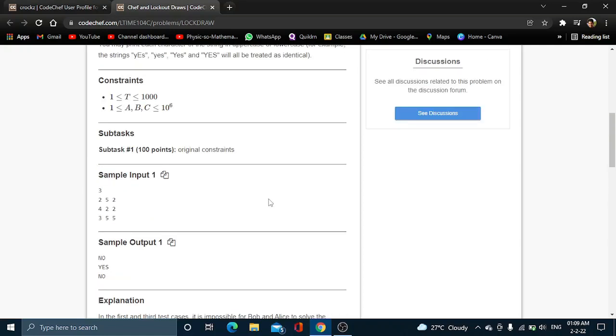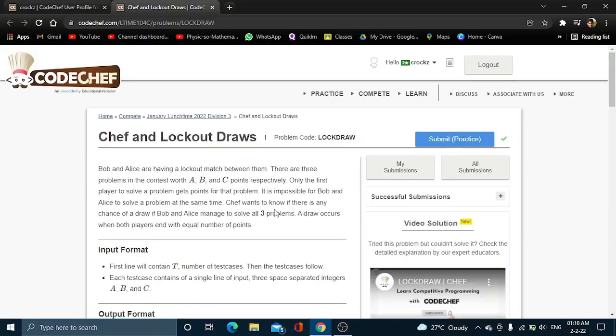So in this way it goes. So overall, to sum up this question, we came to know that there are three questions in a contest, and there are two players, Bob and Alice, and the value of each question is A, B, C respectively, and we'll be inputting from our side. And we have to find if there is any draw between Bob and Alice, and they have given one more constraint that both cannot solve the same problem at a time.